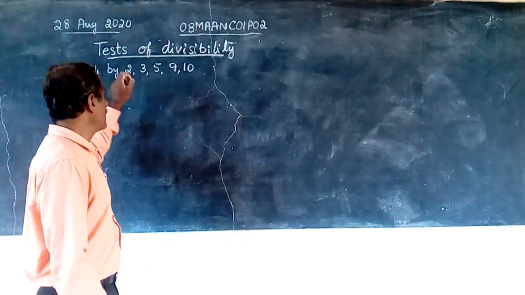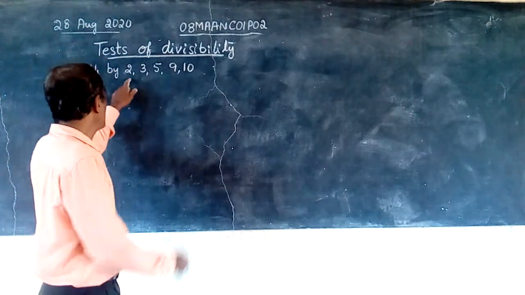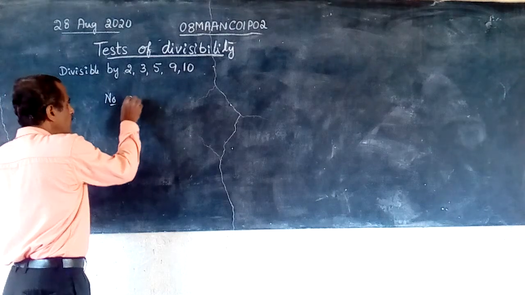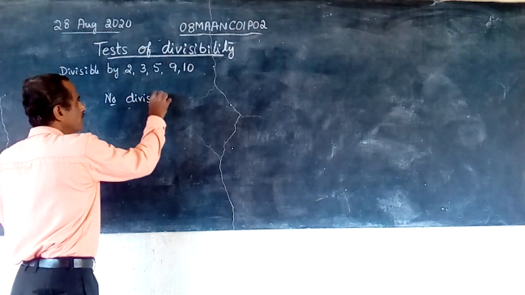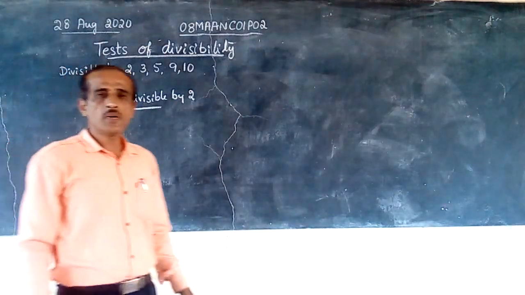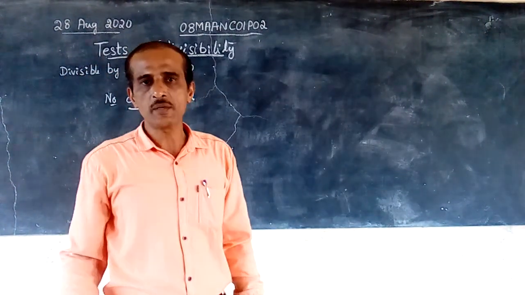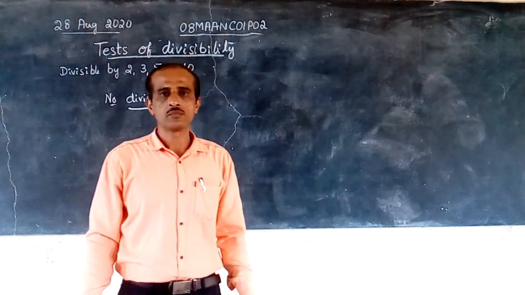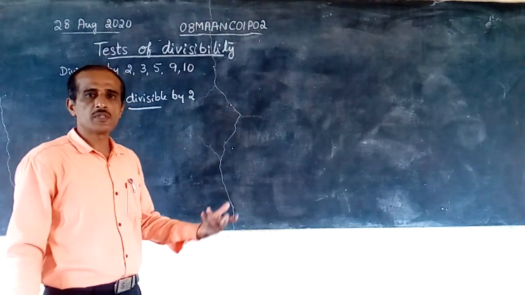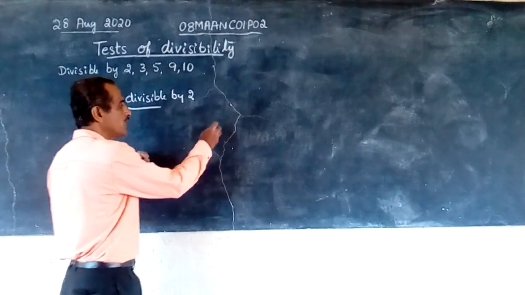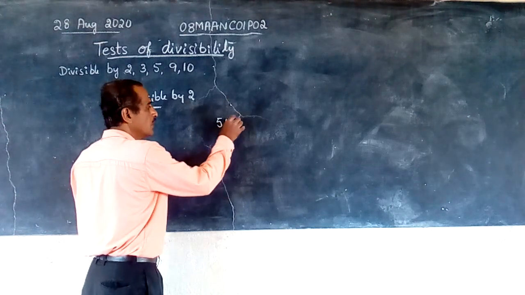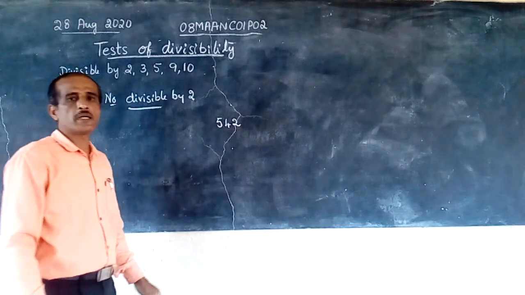See, first let us see about 2. How to identify a number which is divisible by 2? See here, a number which is divisible by 2 means it must be a multiple of 2. Therefore, very easily you can say whether a number is divisible by 2 or not. For example, let us consider a number, say 542, whether it is divisible by 2 or not.